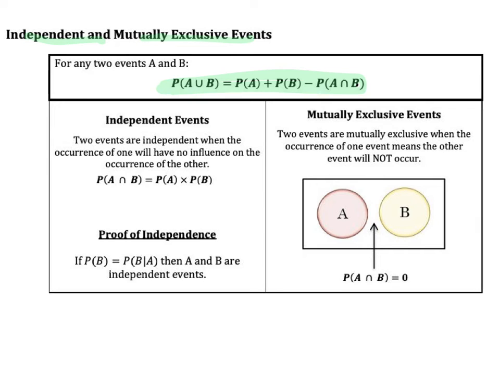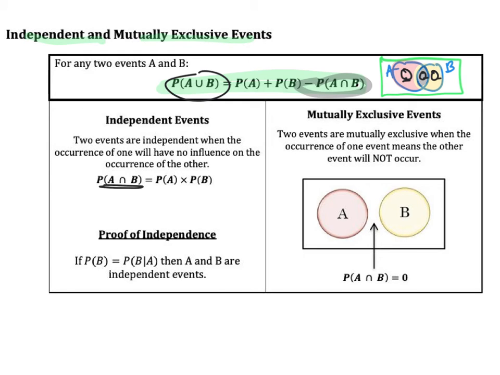Hopefully you're saying to yourself, oh, here's my A, here's my B, right? If I took the probability of A, that's this entire thing. If I took the probability of B, that's this entire thing. Well, this part got counted twice, so I need to subtract it one time. Or I can just add these three numbers together to get the probability of A union B: A only, the intersection, and B only.